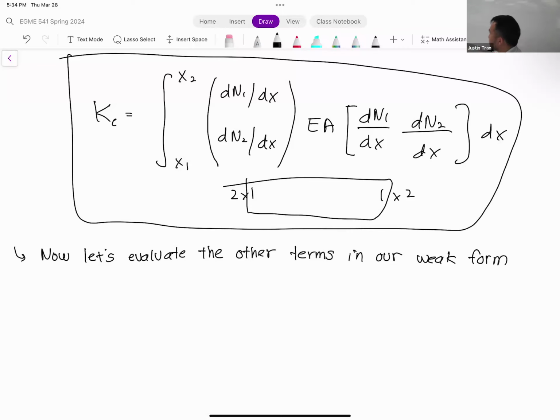If you recall, there are two other terms that we have to evaluate. We have one term involving the body force, and then another term involving the Neumann boundary conditions. Both of these combined will form something called the element forcing vector, which is a relatively new concept. We didn't really do much with these in direct stiffness, but you'll see the role that they play here.